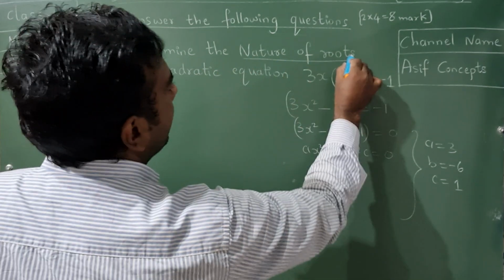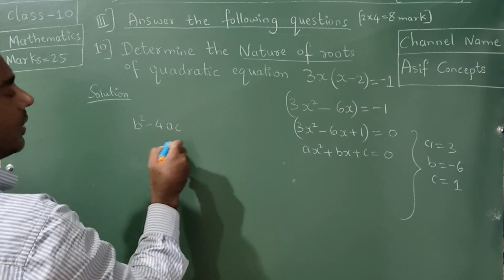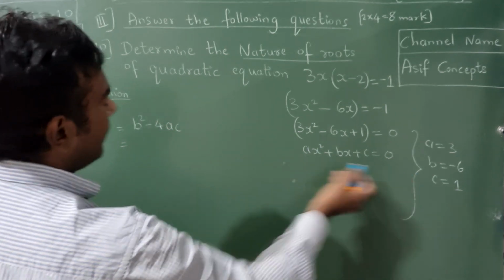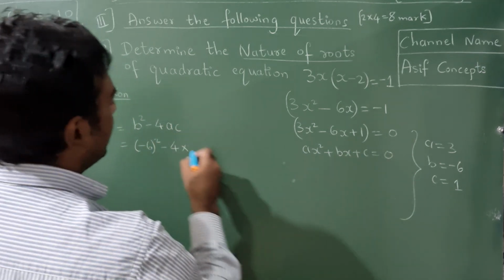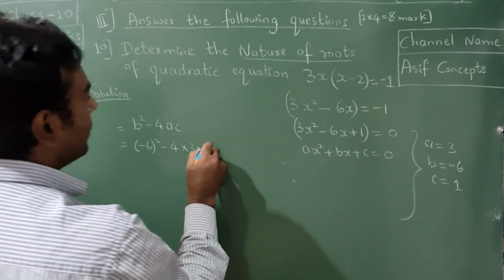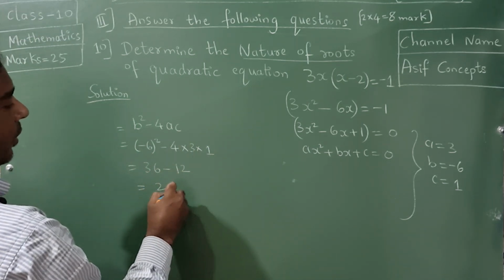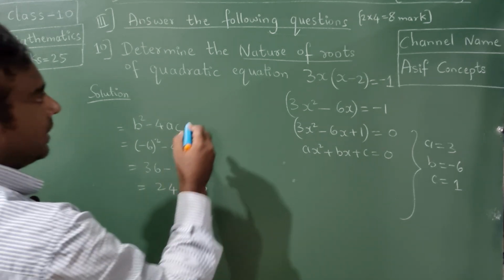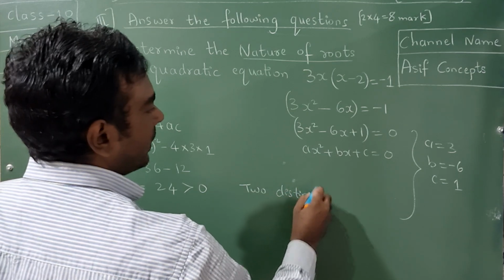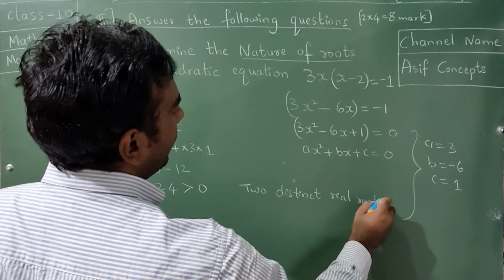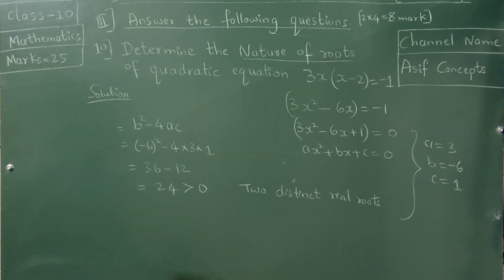For nature of roots, it is b square minus 4ac. Okay. Now let's see. Now b value is minus 6 square minus 4 into a value is 3 and c value is 1. So this is 36 minus 4 3s are 12. So it will be 24, which is greater than 0. So the nature of roots says that two distinct real roots. Whenever it is greater than 0, then it is two distinct real roots. This is nature of roots.